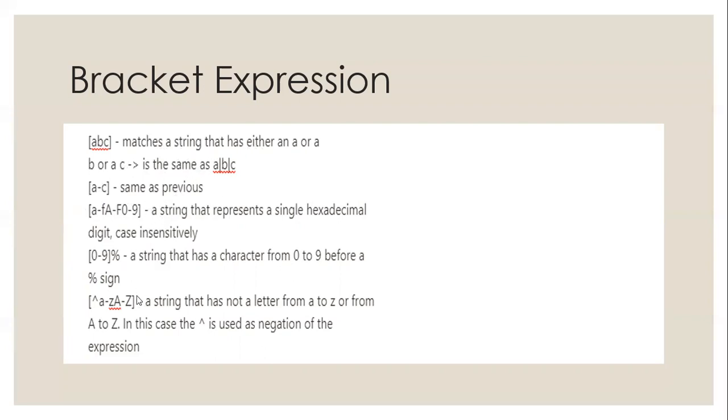Similarly, we have the negation sign, which is the caret symbol. Caret symbol means we don't need these characters in our string. Except these characters, anything is accepted. So in this example, inside the big bracket, negation of small a to z and capital A to Z, our program will accept any input except these letters, which are small a to z and capital A to Z.